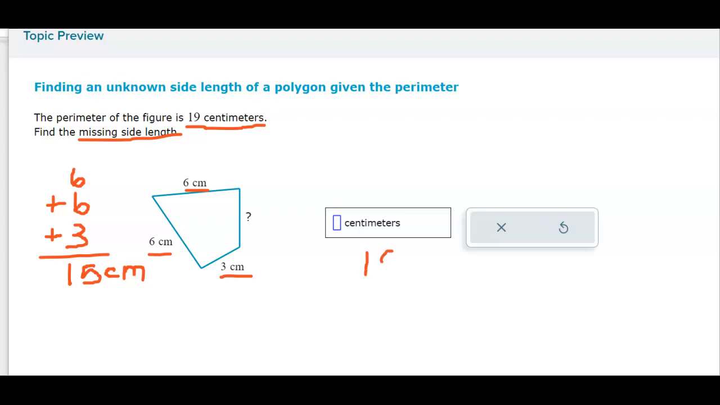So now we have to find out what's left over to get to 19 centimeters. So I'm going to take 19 and subtract 15. And that would give me 4 centimeters. So this last side length is going to be 4 centimeters.